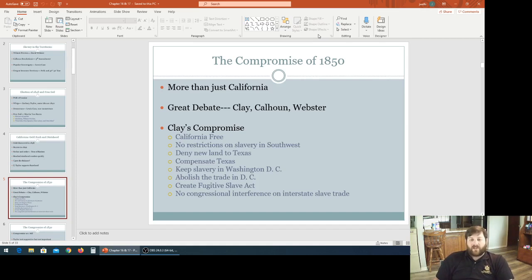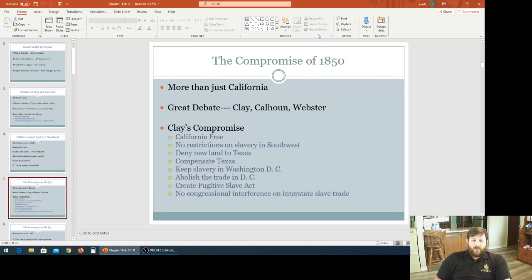So it's more than just California. And the slavery in D.C. is this thing of like, our nation was founded on the idea that all men are created equal, yet we're still allowing slavery and the slave trade in our nation's capital. Okay? Now that's going to lead to the great debate. Three major people play a role in Congress, Henry Clay, Daniel Webster, and John Calhoun.